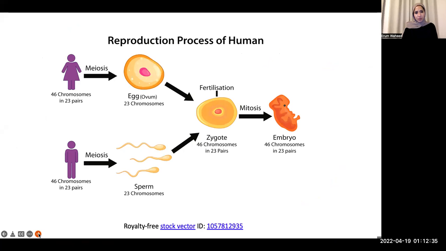Reproduction process of humans. Oogenesis in the ovary results in the egg or ovum with a haploid number of chromosomes. Spermatogenesis in the seminal vesicles and the testes results in sperms with a haploid number of chromosomes. When the sperm fertilizes the ovum, the resultant zygote has a diploid number of chromosomes, which undergoes mitosis to produce an embryo with a diploid number of chromosomes.